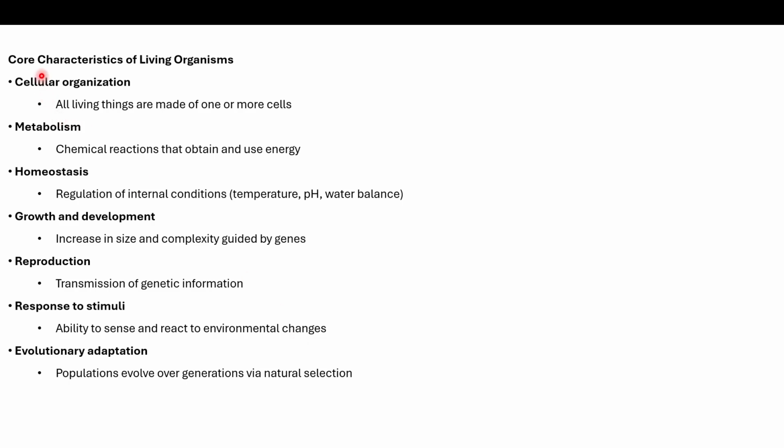Now, when we talk about the core characteristics of living organisms, one is cellular organization. All living things are made of one or more cells. Metabolism: there are numerous networks of chemical reactions going on that either need energy or give out energy, and produce different kinds of macromolecules. And then homeostasis, regulation of internal conditions like temperature, pH, and water balance. Growth and development, increase in size and complexity guided by genes. Reproduction is the transmission of genetic information.